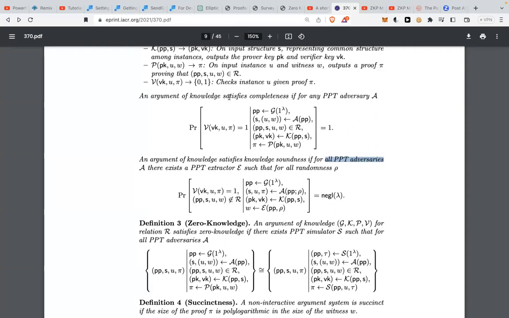Knowledge completeness is defined by this statement: given this algorithm, this prover, and the initial setup algorithm, we will end up with a verifier that accepts, and the probability should always be one. It's saying that we should always be able to output a valid proof that the verifier can validate, given the initial conditions.